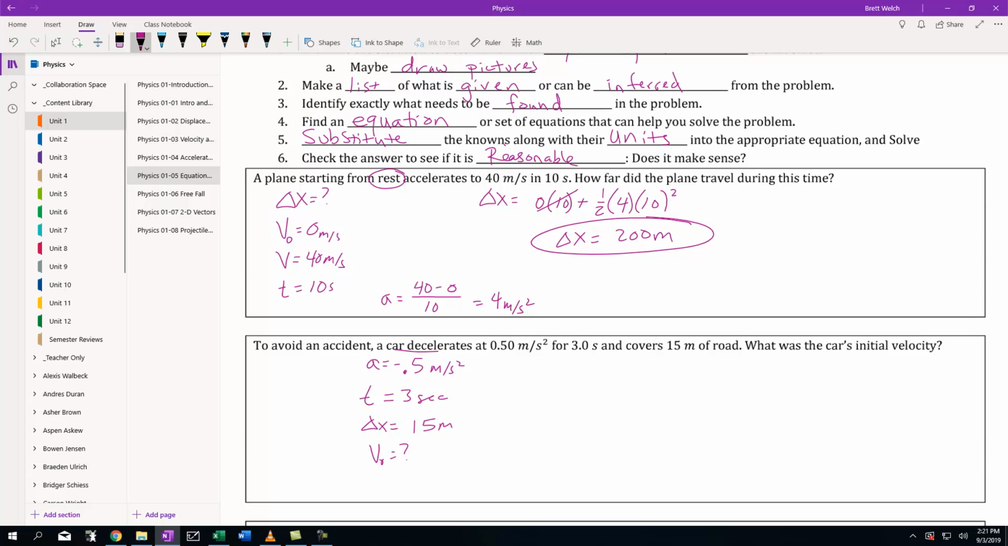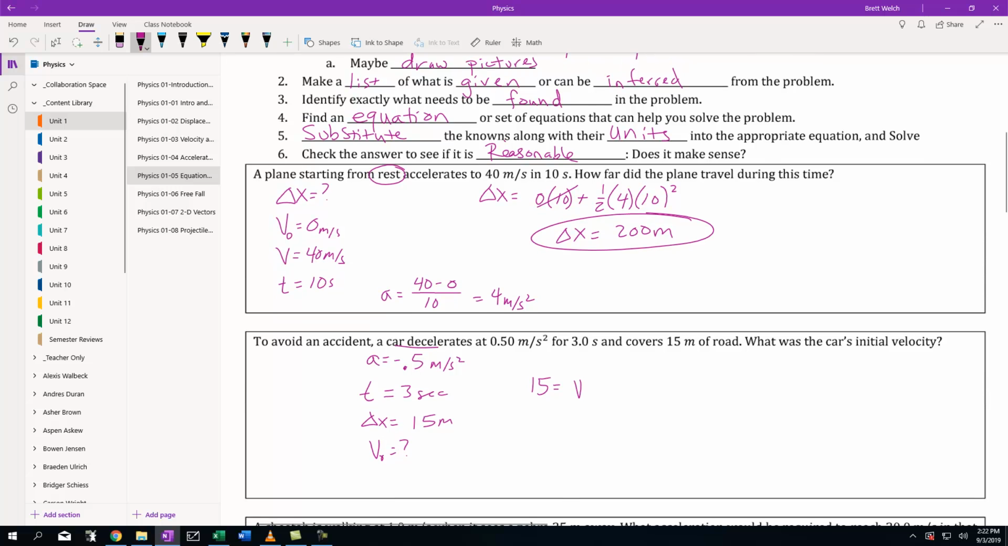Now this doesn't give me the final velocity, but luckily kinematic number 2 doesn't use the final velocity. So I can use the same equation here. Delta x, that's 15, equals v naught times t, which is 3, plus 1/2 of a, which is negative 0.5, times t squared, which is 3 squared.